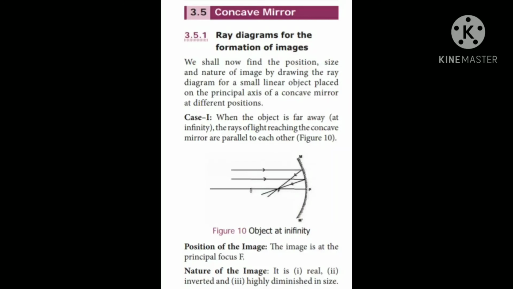For the first case, when the object is far away, the rays of light reaching the concave mirror are parallel to each other. Then the position of the image will be at the principal focus, and the nature of the image will be real, inverted and highly diminished in size. That means it will be small in size.